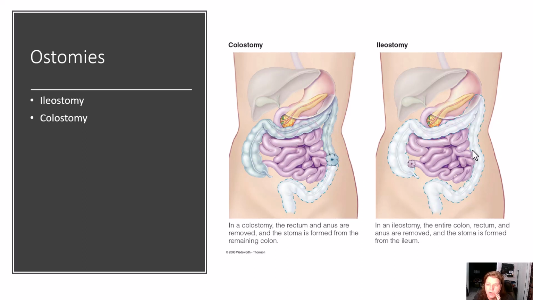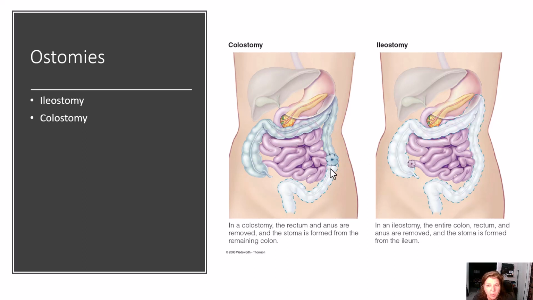If we are removing the entire large intestine, then we would take the last part of the small intestine called the ileum, and we would make a stoma here that goes to the outside of the body for all of this to go into a bag. Now these can be partial or total. I have heard of it being temporary or permanent.